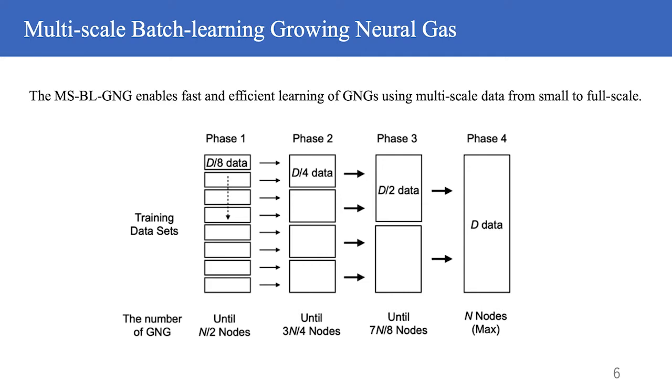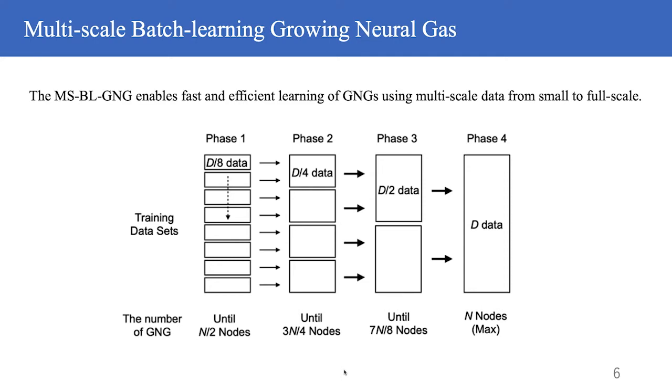Multi-scale batch learning GNG is designed to increase the learning efficiency of regular GNG, allowing them to run faster. Specifically, we start with a small batch of the entire data. In this case, we start with 1/8 of all data, and gradually increase to 1/4 and half, and finally all the data is used. And we also increase the number of nodes accordingly.